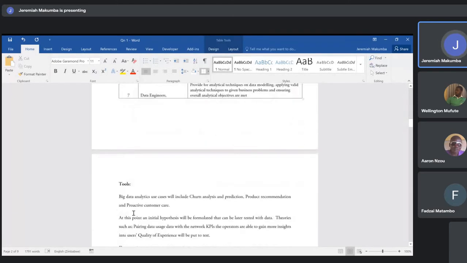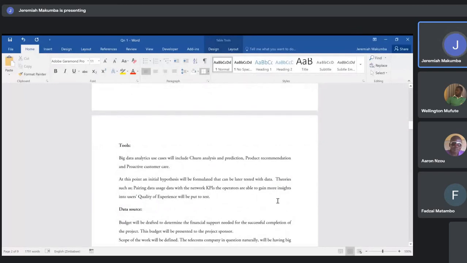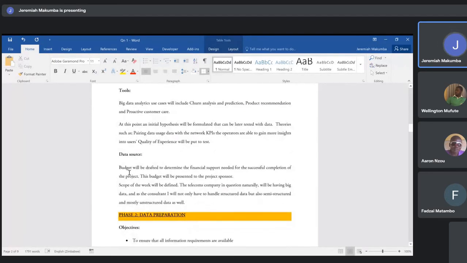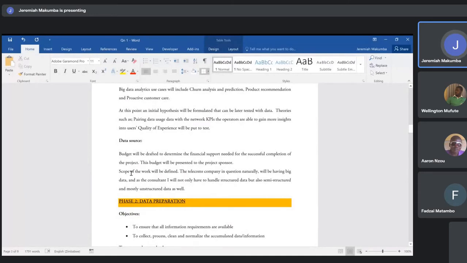Then we come to the tools. On this one, big data analysis use cases will include churn analysis, prediction, product recommendation, and proactive customer care. Then there will also be use of network KPIs to understand and gather more insights into user quality of experience, which will be put into tests. Then the data sources will include a budget that will be drafted to determine the financial support needed for the successful completion of the project, and the scope of the work will also be defined.